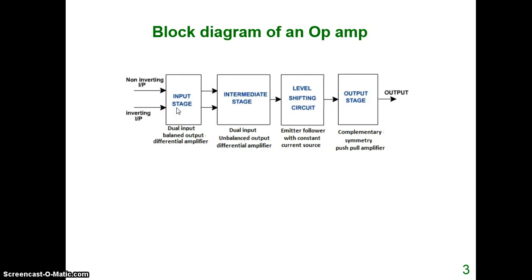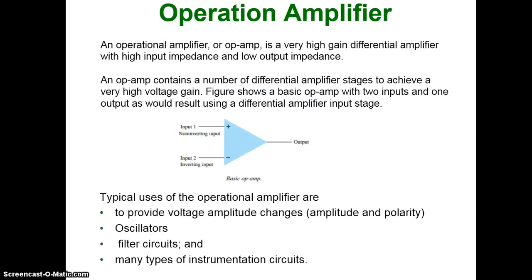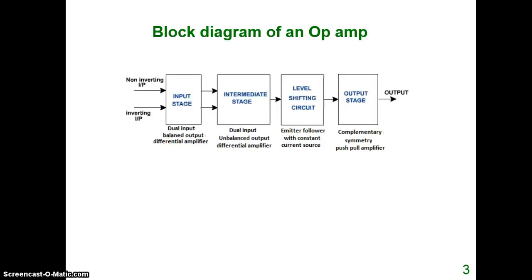Now you can see down, the input stage is a dual input, balanced output differential amplifier. Second stage, the intermediate stage, is also a dual input, unbalanced output differential amplifier. The third, level shifting stage, is an emitter follower with constant current source. The last one is a complementary symmetry push-pull amplifier.